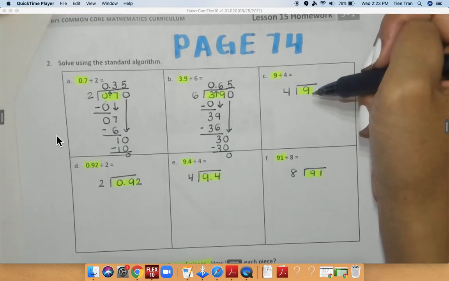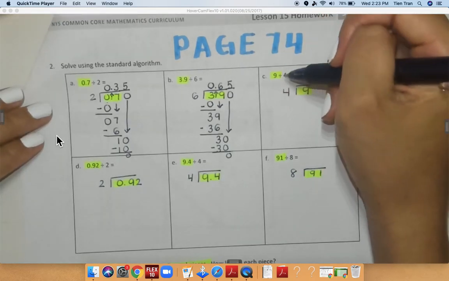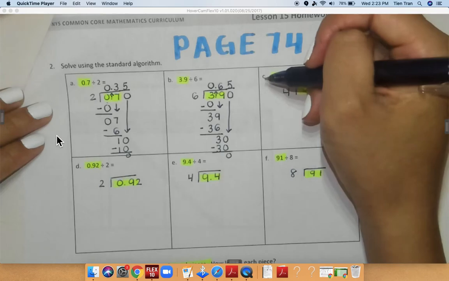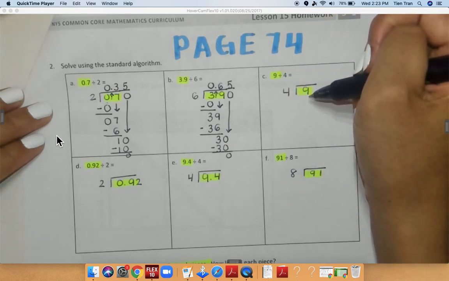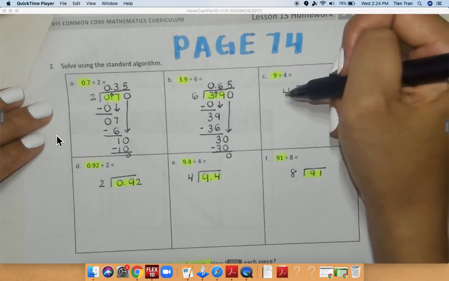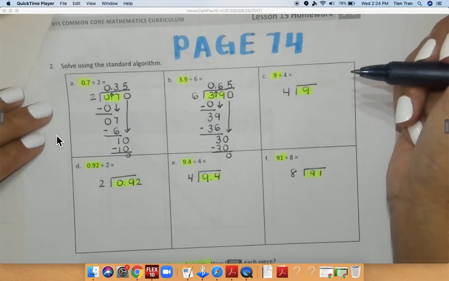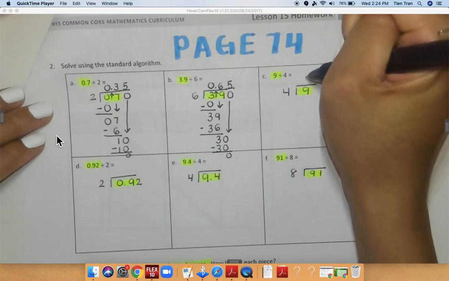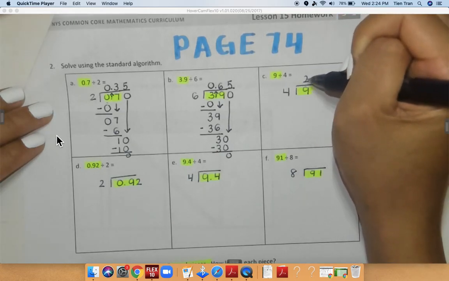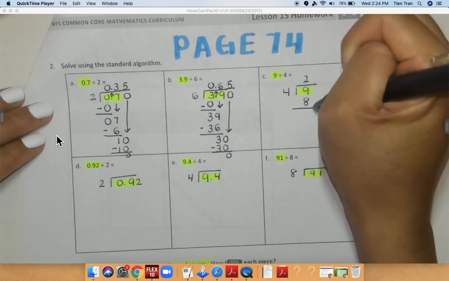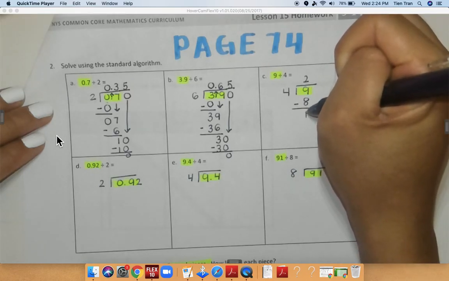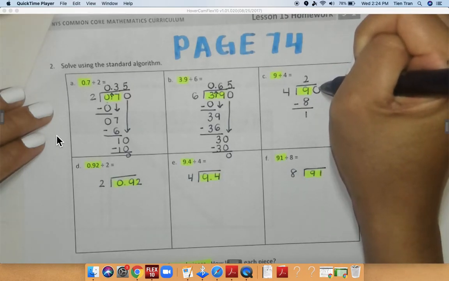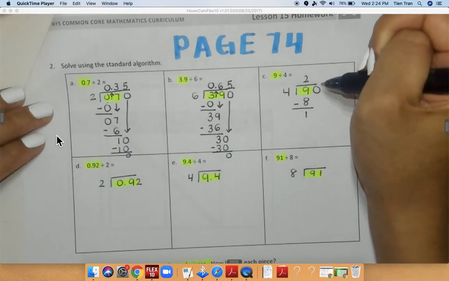Now I'm going to solve for problem C. I have 9 divided by 4. Remember I said the first number always goes inside as the dividend, and the second number is the number that goes outside as your divisor. So how many times can 4 go into 9? 4 can go into 9 2 times. 4 times 2 is equal to 8. 9 minus 8 is equal to 1. I'm going to add a 0 because my remainder is not quite right.